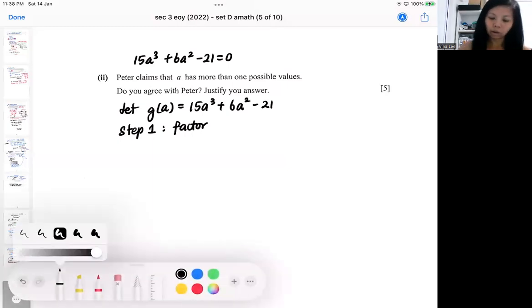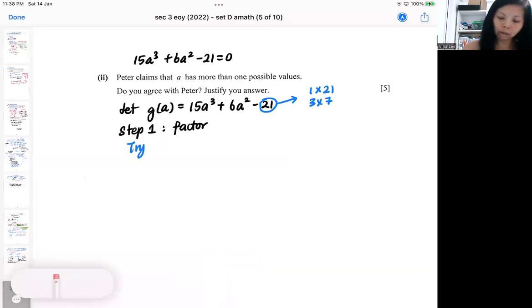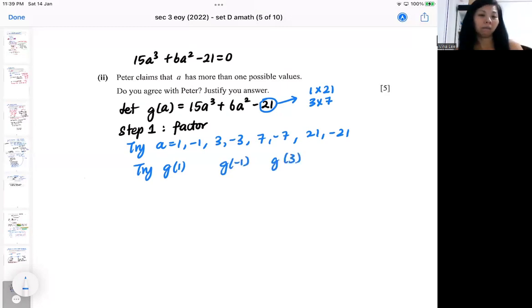The method to get a factor is to do a trial and error by punching calculator. But how are you going to punch? You got to use the last number. Think about the factor. So you will use A. It can be 1 or -1. It can be 3 or -3. It can be 7 or -7. It can be 21 or -21. So you're going to try punching calculator. What is G(1)? What is G(-1)? What is G(3)? There's a lot for you to try.